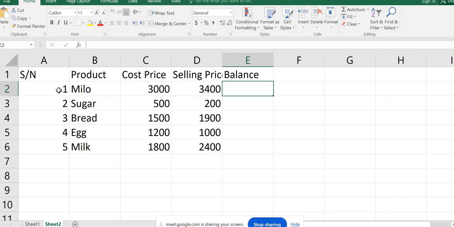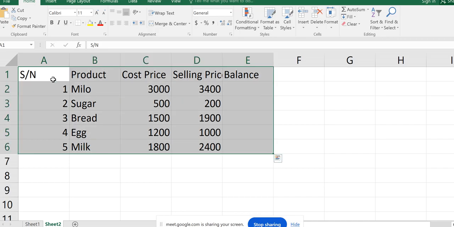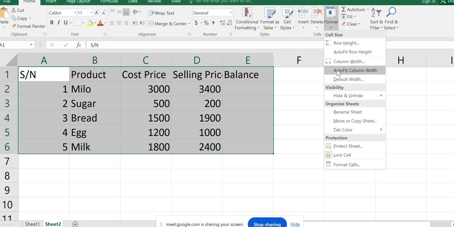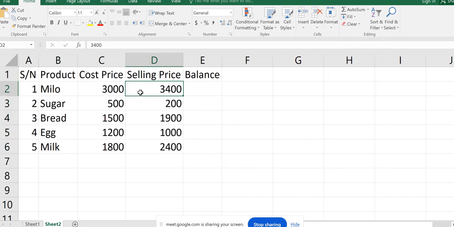So what do we do? Instead of using that first method, another way you can do is you click on where you have your text. You hold Control and A. It will highlight everything. Then you come to your format. You will see auto fit column width. You can see that is auto fit column width. That is how to make it fit each other.